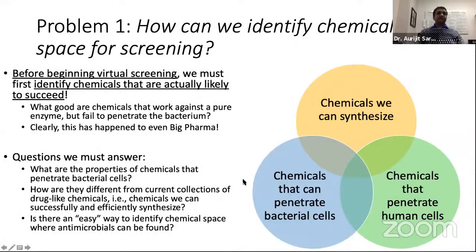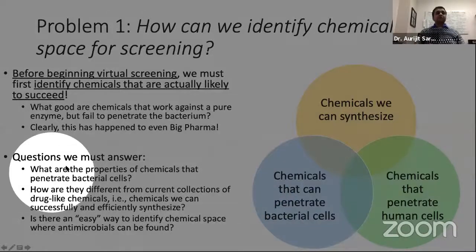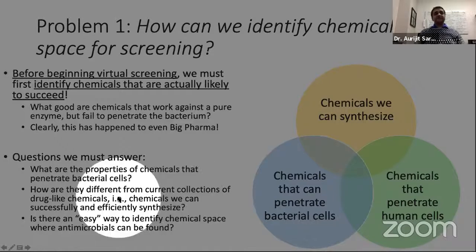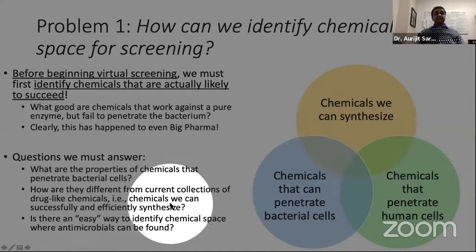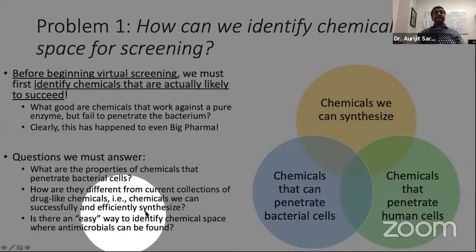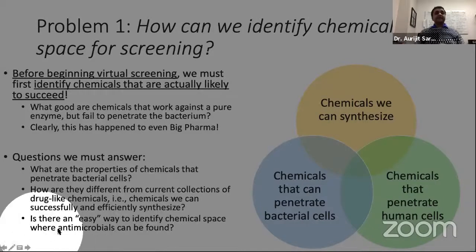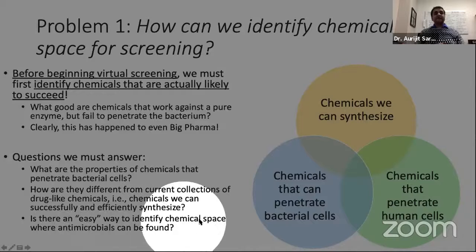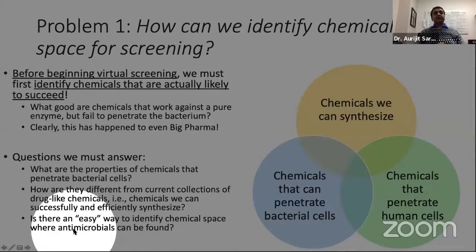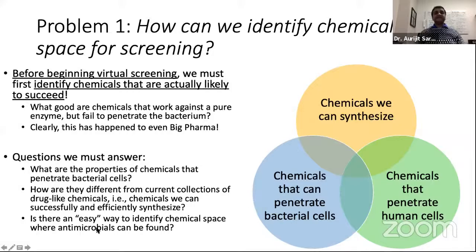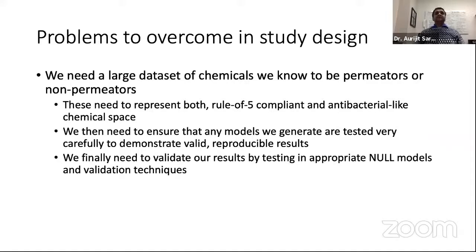So the questions that we must answer are, what are the properties of chemicals that penetrate bacterial cells? How are they different from current collections of drug-like chemicals, that is, chemicals we can successfully and efficiently synthesize? And is there an easy way to identify chemical space where antimicrobials can be found? Note that I double quoted easy because it is not easy at all.